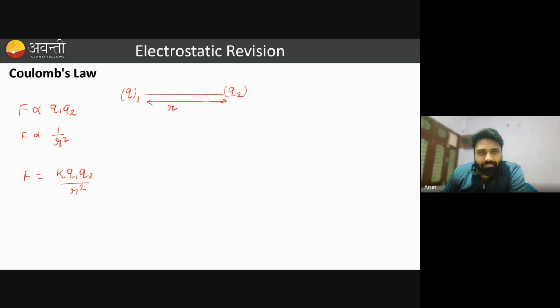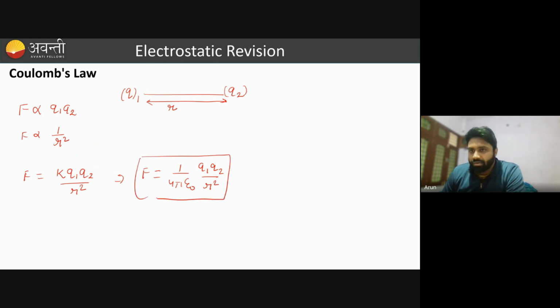This constant k is nothing but 1 upon 4 pi epsilon naught, so F = 1 upon 4 pi epsilon naught, q1 q2 by r square. This is the force experienced, not the force exerted. And this is for vacuum.